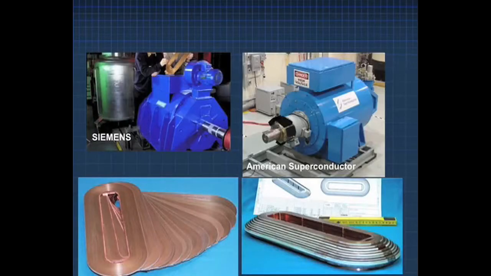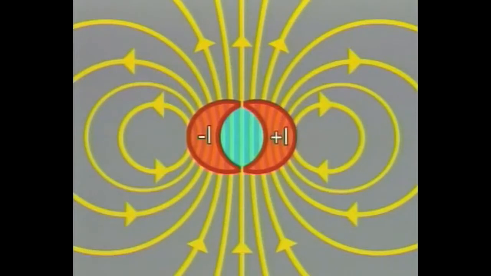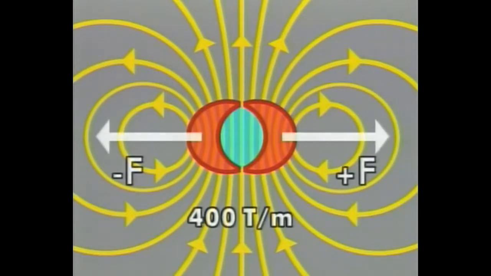This having said, of course, medium field is for Tesla, which is still, if you think about electrical motors or any other applications, still very, very high. The action of the magnetic field on currents -I and +I translates into electromagnetic forces -F and +F, which tend to open the magnet. 400 tons per meter.